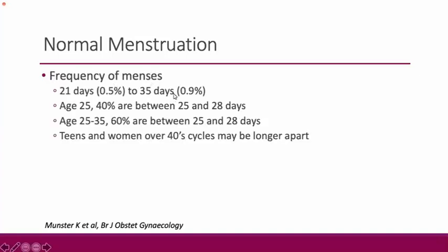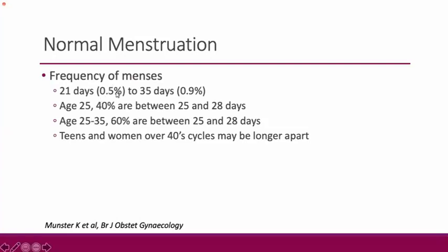Now, frequency means how often they are coming. Anybody who's having a cycle of 21 days should have a 21-day cycle plus or minus 3. Anybody who's having a cycle of 35 days, it has to be plus or minus 3 days. So 21 to 35 days, we still consider it normal. Whatever your cycle, it has to come in a regular manner.